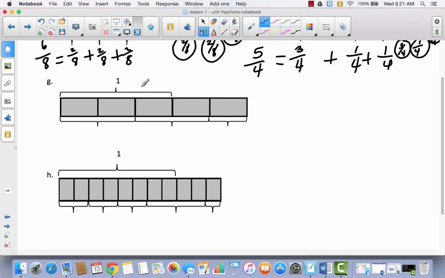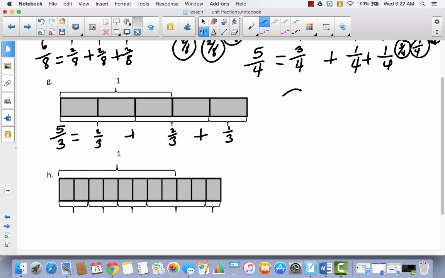All right, so when I look at my whole, the whole has been divided into 3 parts. So that means each of these represents a third. If I have 2 of them together, that would be 2/3, and then this would be 2/3, and then this would be 1/3. So all together I have 2, 4, 5/3. So I have 5/3 is equal to 2/3 plus 2/3 plus 1/3.